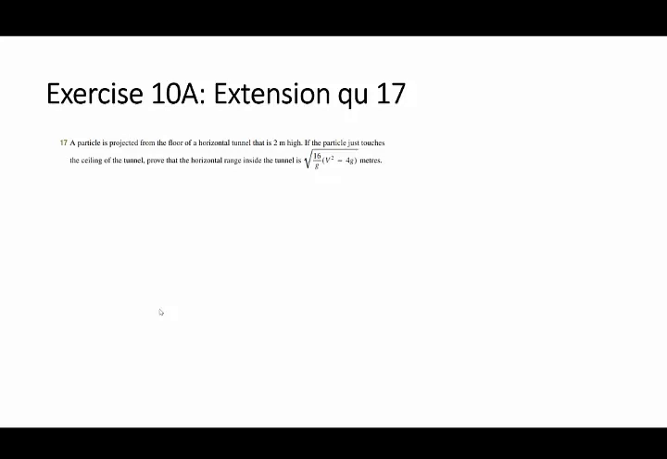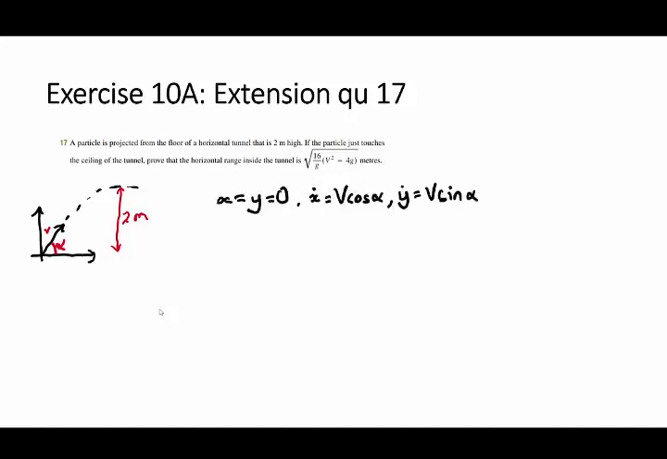So we've got a particle projected from the floor of a horizontal tunnel that's 2 meters high, and it just touches the ceiling of this tunnel. So in other words, we know that the maximum height of that projectile is 2 meters. Prove the horizontal range is a particular thing. So we start off and set up my initial condition equations. Excuse my handwriting on this. Laptop was playing up a little bit. There it is, looks a bit nicer there.